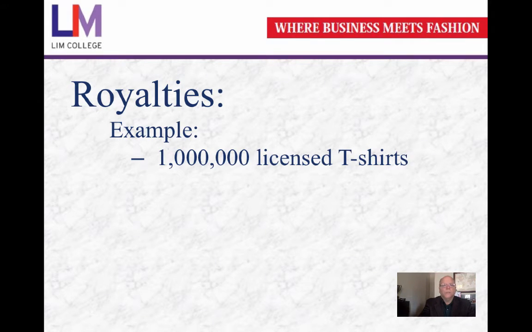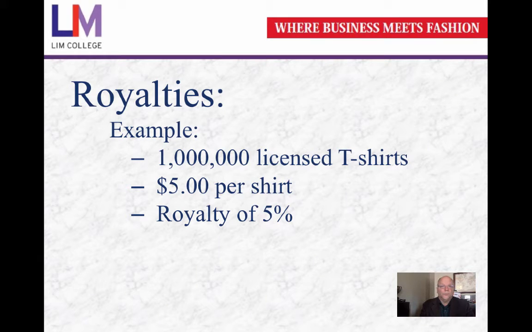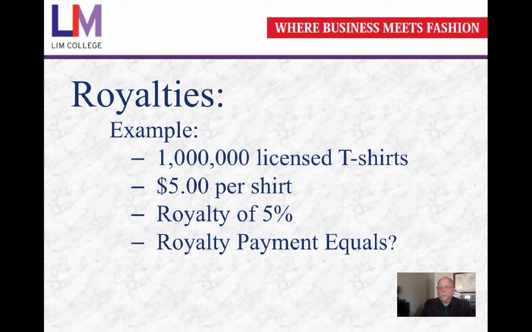Say you have 1 million licensed T-shirts. You're selling your shirts for $5 per shirt, with a royalty rate of 5%. How much would the royalty payment be? It's not that hard. Take a second and try to figure it out. You've got 1 million shirts, $5 per shirt, royalty rate of 5%. What does your royalty payment equal? Take a minute and do it. This is going to be Dropbox question number 1.